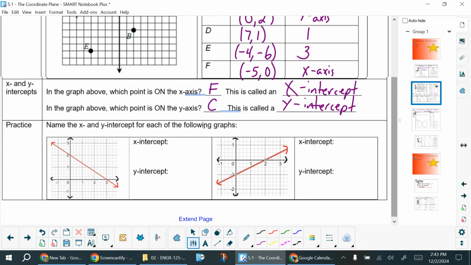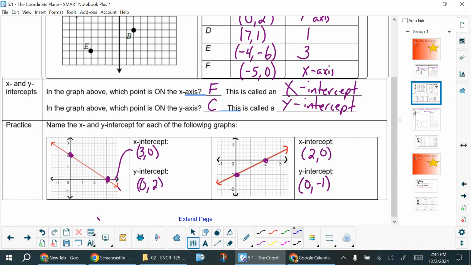Down here, this is exactly what I was just talking about, naming the x and y intercepts for each graph. The x-intercept is just where the line crosses the x-axis, so right there, that is the point 3, 0. The y-intercept is where it crosses the y-axis, and that is the point 0, 2. Over here, the x-intercept, 2, 0, and the y-intercept, where it crosses the y-axis, 0, negative 1.